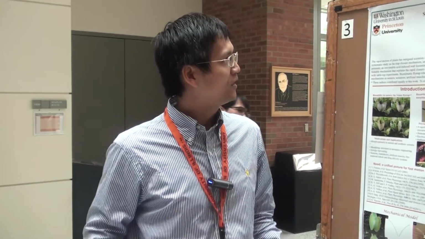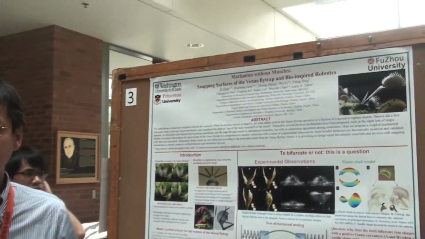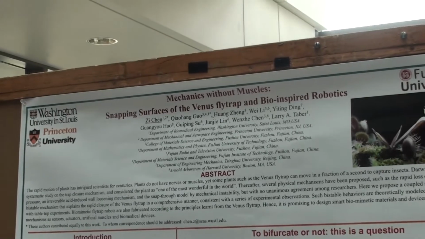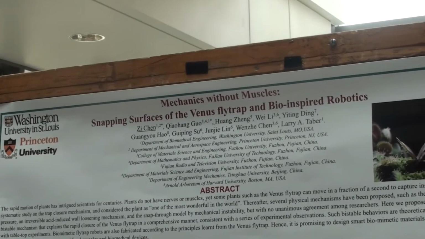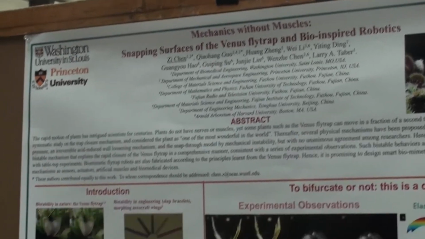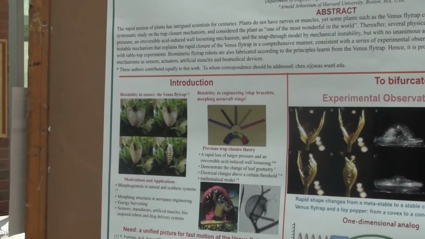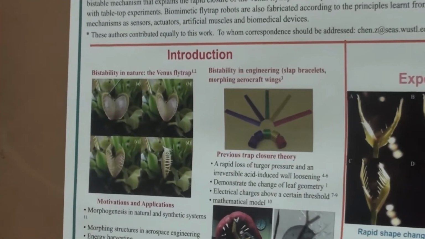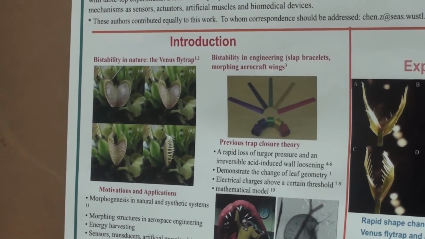Hi, I'm Z Chen from Washington University in St. Louis. We are interested in studying mechanics without muscles: the fast motion of the Venus flytrap and bio-inspired robotics. The Venus flytrap is a plant. It doesn't have any muscles or nerves, but it can move remarkably fast. In a fraction of a second, it can close to capture insects for nutrients.